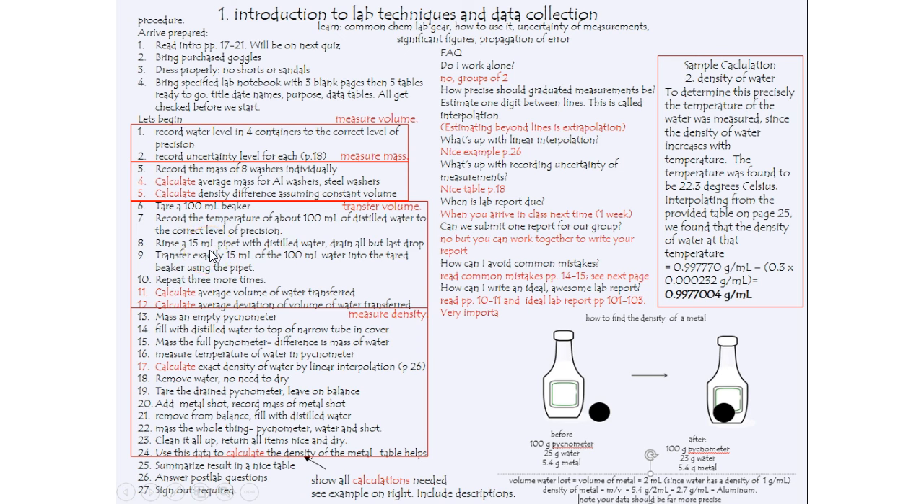Rinse a 15 milliliter analytical pipette with distilled water, and then drain all but the last drop from it. I'll demonstrate this for you. And that means it's ready to go. That little drop will give you higher precision when you actually transfer.